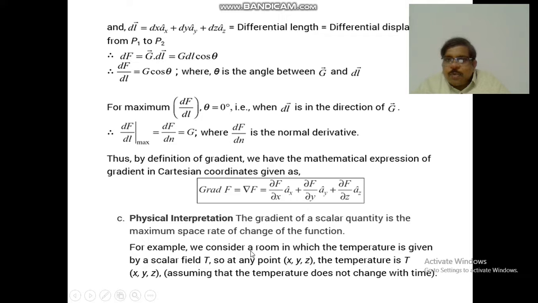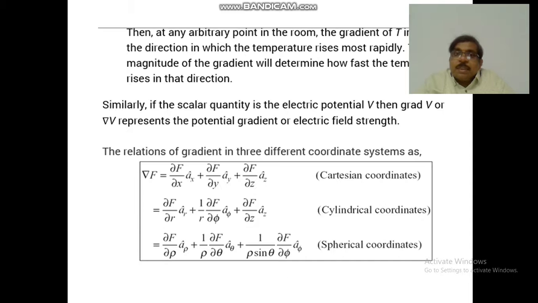For example, if we consider a room in which the temperature is given by a scalar field T at any point x, y, z. With respect to that, the points may change, but the temperature may not change with respect to time. So from all this, we may represent the gradient of a scalar in the three different Cartesian coordinate systems.